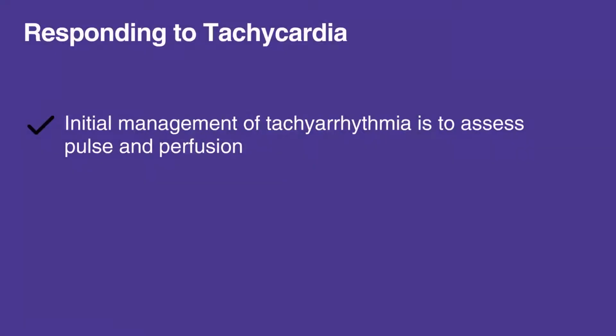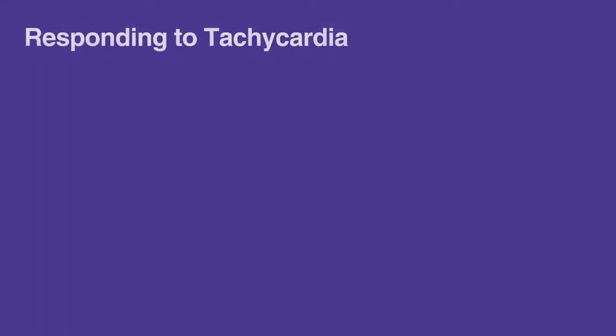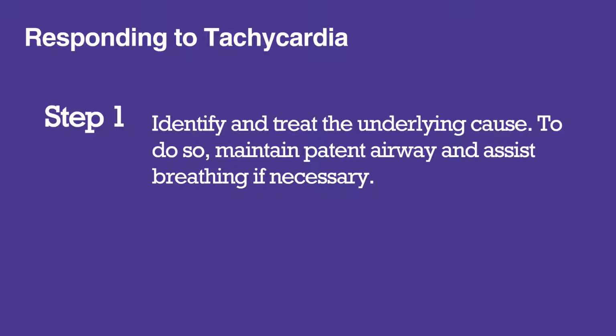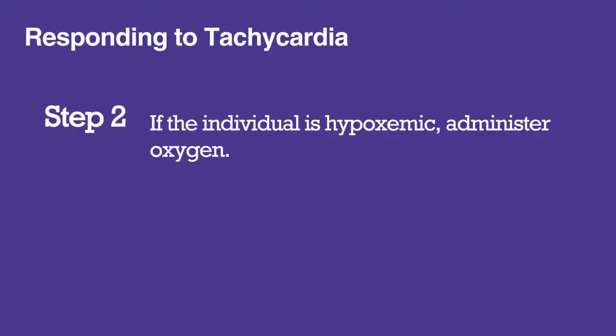The initial management of tachyarrhythmia is to assess pulse and perfusion. First, identify and treat the underlying cause. To do so, maintain patent airway and assist breathing if necessary. If the individual is hypoxemic, administer oxygen.